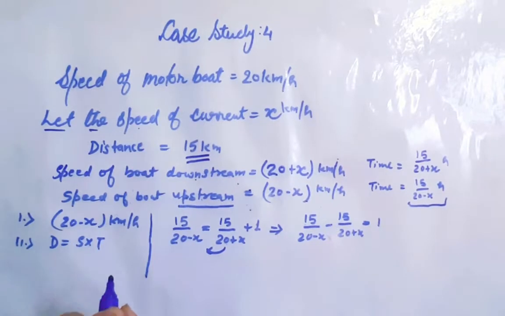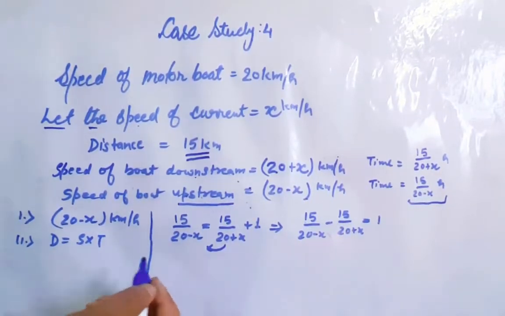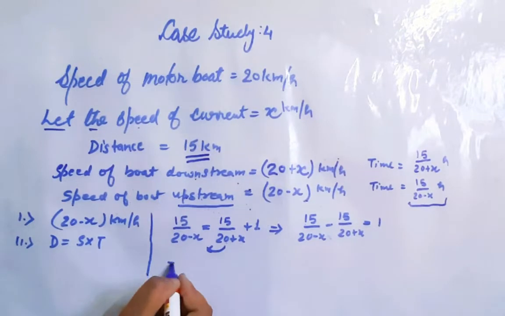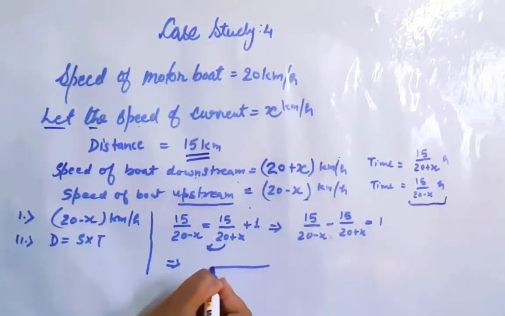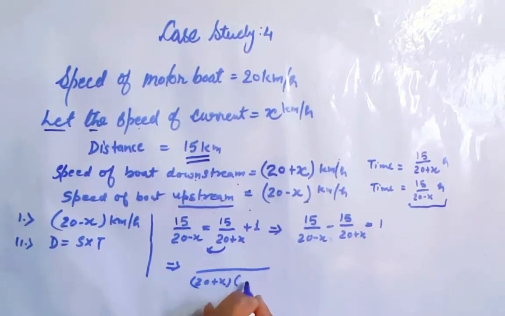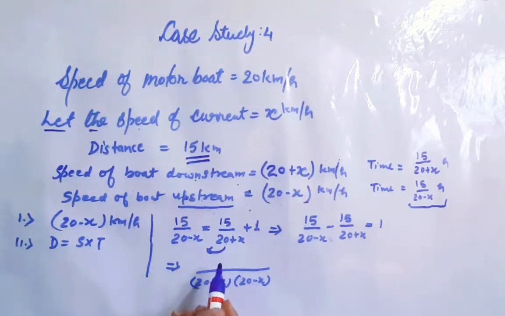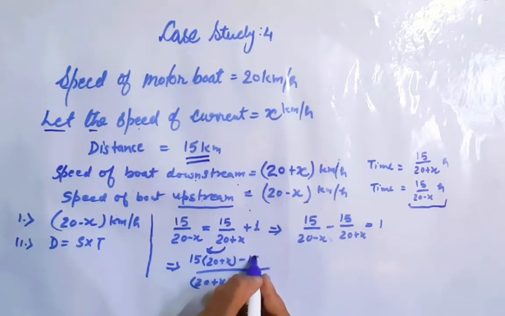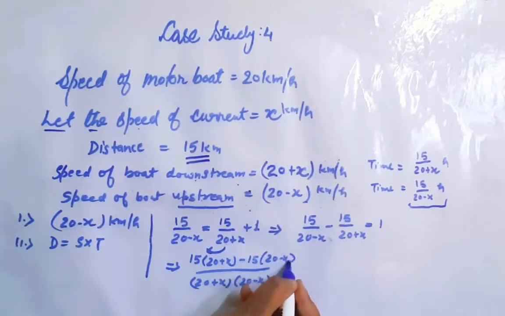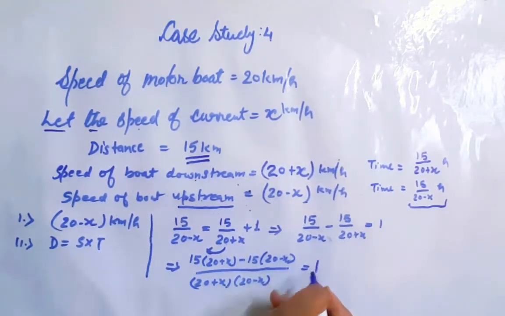Now take the LCM. The LCM will be 20 plus x whole multiplied by 20 minus x. And in the numerator we have 15 multiplied by 20 plus x minus 15 multiplied by 20 minus x, which will be equal to 1.